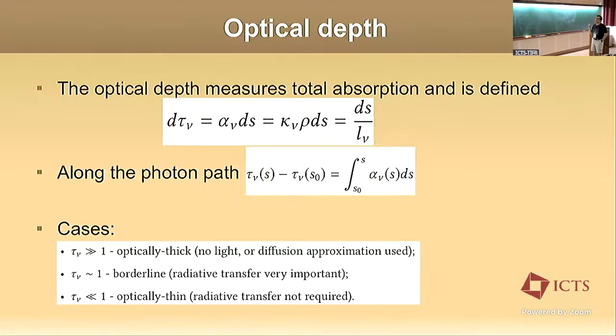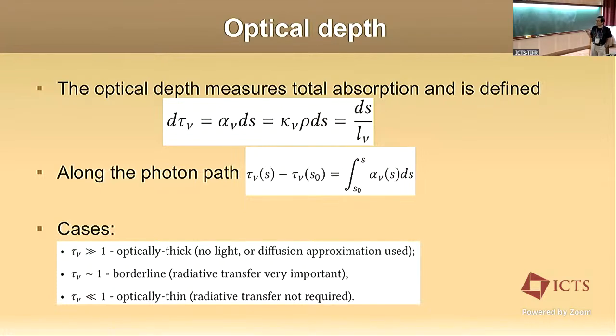So the mean free path is essentially the inverse of the optical depth. Optical depth tells you how many mean free paths you can go through before you are likely to be absorbed. An optical depth of 1 would mean that you can go 1 mean free path. That's the other definition of the same thing. And if you integrate along the photon path length, you get that the actual optical depth, not differential, is the integral of the absorption coefficient over the path.